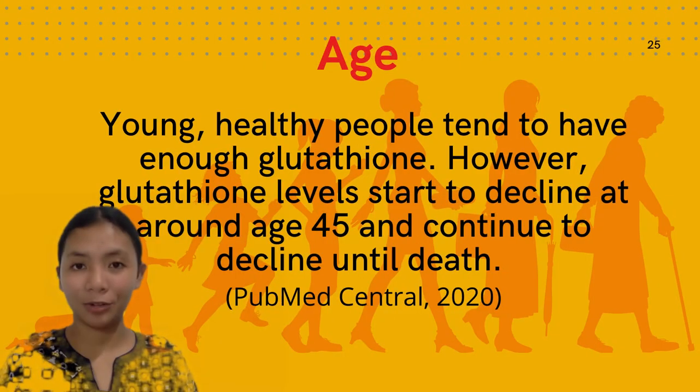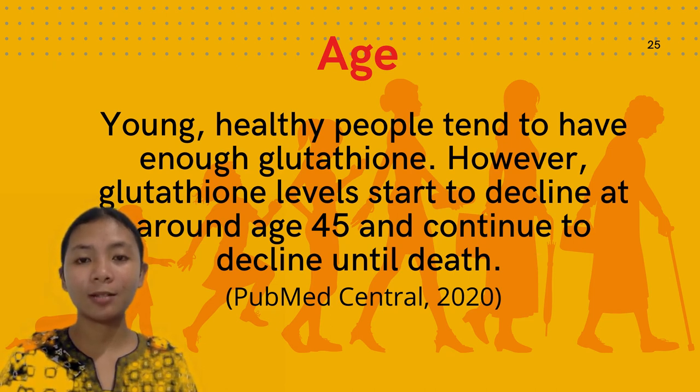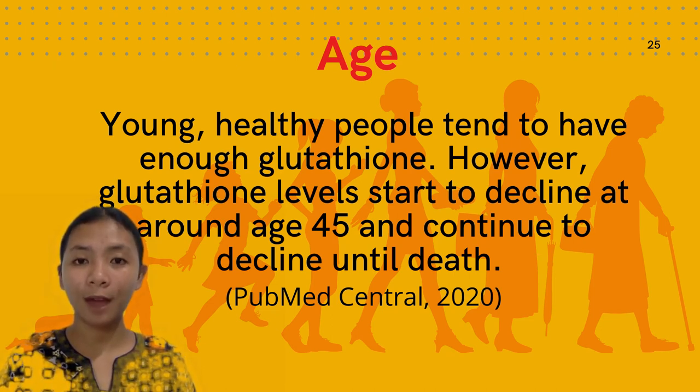First, we have age. Young, healthy people tend to have enough glutathione. However, glutathione levels start to decline at around age 45 and continue to decline until death. Glutathione production seems to decrease as people age. Lower glutathione levels appear to go hand in hand with poor health. For instance, lower levels may play a role in many conditions that are more likely to develop in older people.